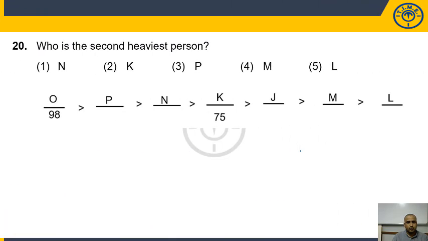Next, who is the second heaviest person? P. Choice 3.